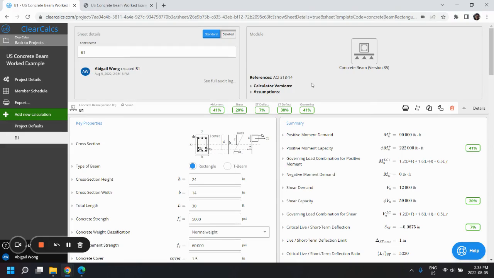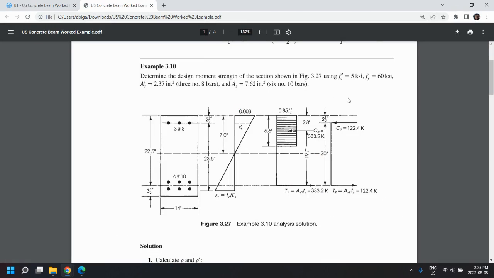Hello, today we'll be looking at a worked example of the US concrete beam calculator. We will be designing to ACI 318-14, and we will be looking at this textbook example that asks us to determine the design moment strength of the section shown below using a concrete strength of 5 ksi and a reinforcement strength of 60 ksi.